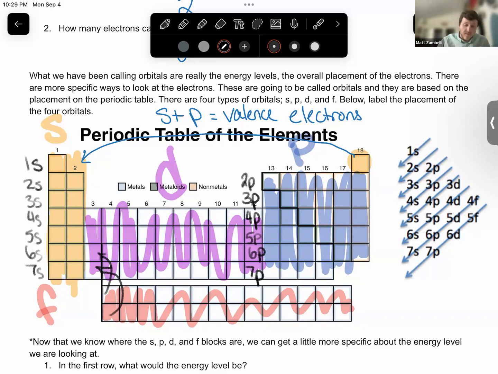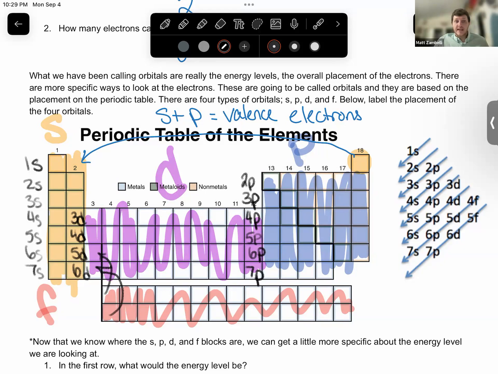We go from 4s, then we go to 3d. We go from 5s to 4d. We go from 6s to 5d. And we go from 7s to 6d.